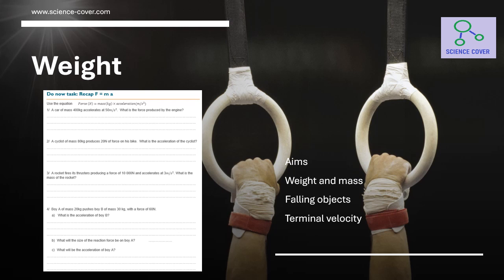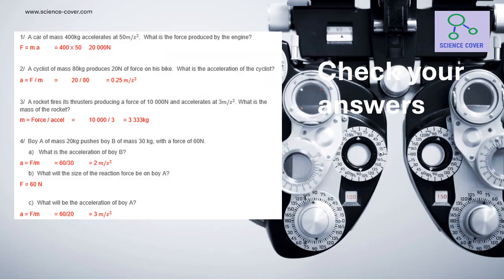The aims of the session are to know the difference between a weight and a mass, to investigate the behavior of falling objects, and to know why a falling object has a terminal velocity. Before we begin, pause the video and attempt the do now task. Let's check our answers.